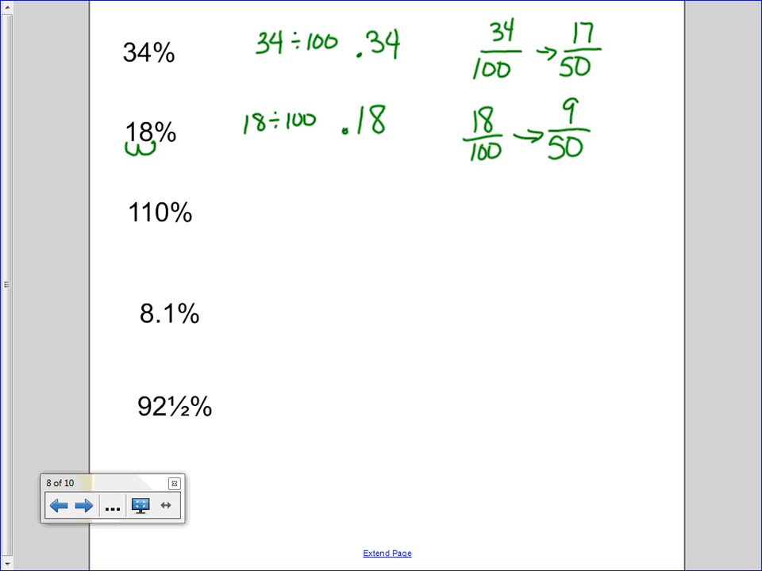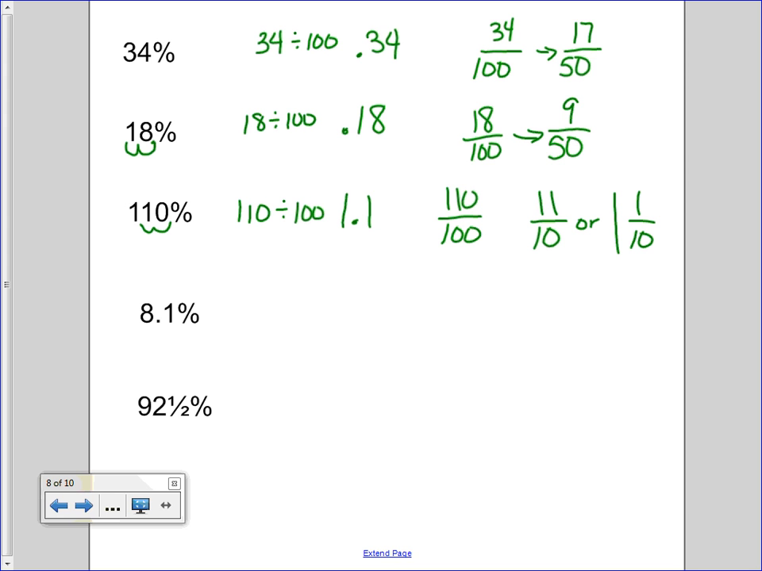110%. Take our decimal point, move it over 2, do 110 divided by 100, we get 1 1/10. And again, we put 110 over 100. We can simplify that down to 11 tenths. So we have basically, or if you want to put it into a mixed number, you'd have 1 1/10.